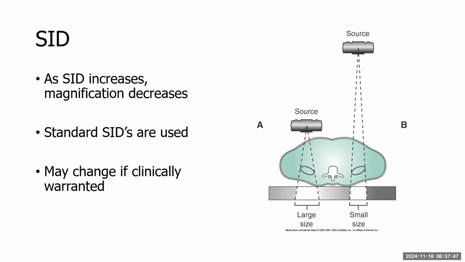We have to use standard SIDs because we can't physically get 72 inches over a table for a hand to get better spatial resolution and less magnification. So standard SIDs are typically 72 and 40. But that can change if clinically warranted, meaning you can't physically get 72 inches for whatever reason. Or you can't truly get 40 inches because the patient is in a traction bed or something, and you're having to go underneath the traction bar, and you're lucky if you get this much distance. So there are things clinically that can cause us to change that.